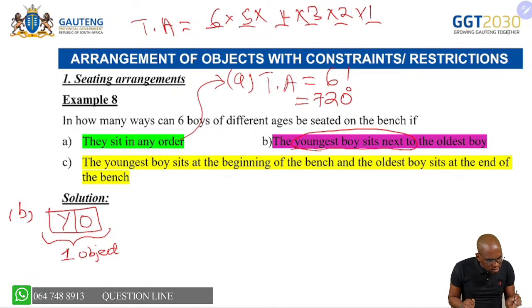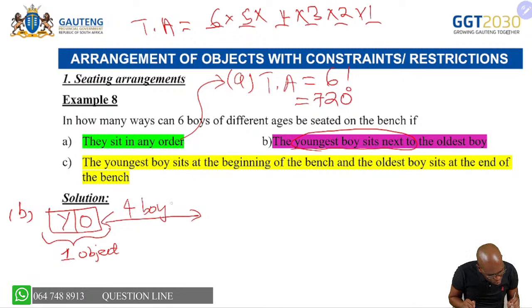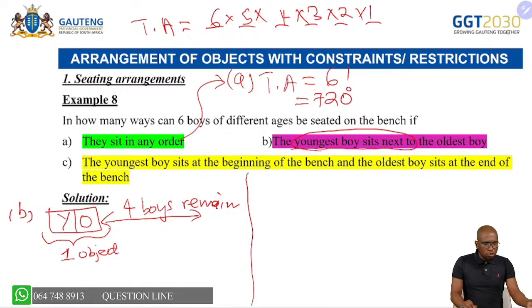Now, if the youngest sits next to the oldest, how many are left to arrange? How many boys are left? Youngest and oldest, that accounts for 2 individuals, and we have 6 boys in total. So we have that 4 boys remain. Now, if 4 boys remain in this case, and we want to make this arrangement, it means that now we are arranging the 4 remaining boys plus the youngest and the oldest as an item, because they move as a single group, which can interchange positions within that specific arrangement.